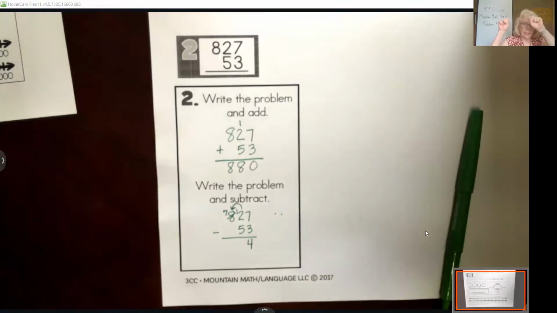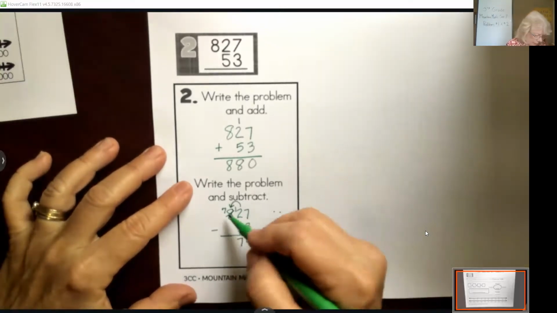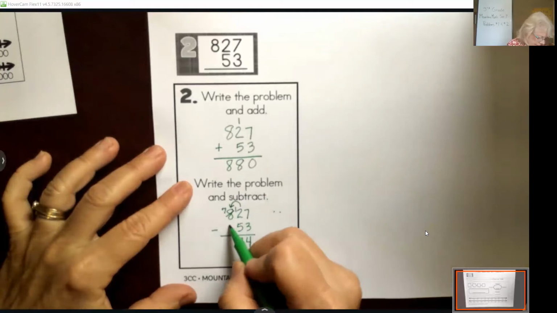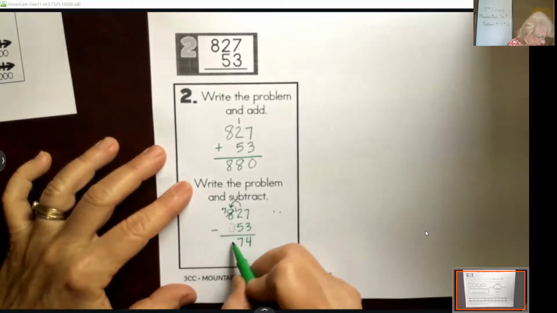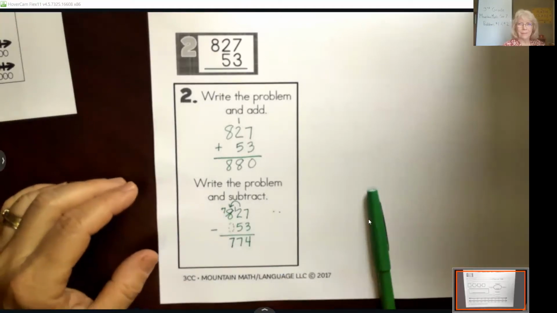So let's count up. 5, 6, 7, 8, 9, 10, 11, 12. How many fingers am I holding up? Say it out loud. Yes, 7. So I have 7 here, and now I bring down my 7 because this is like an imaginary 0 there. And my final answer is 774.